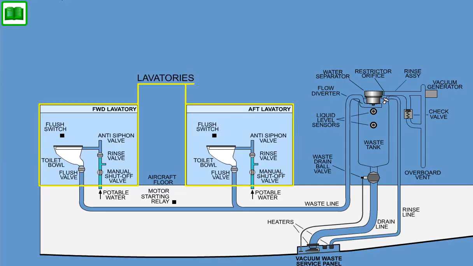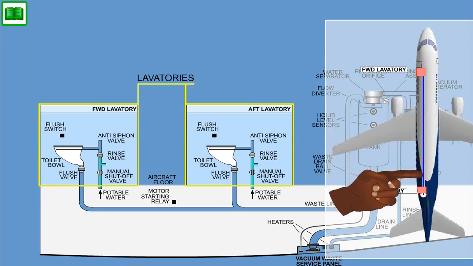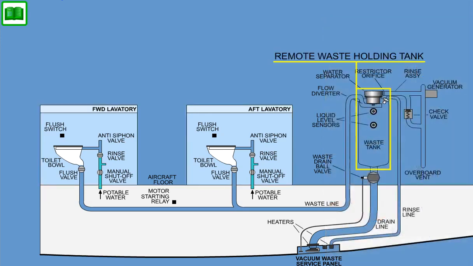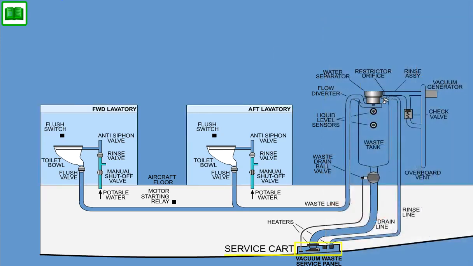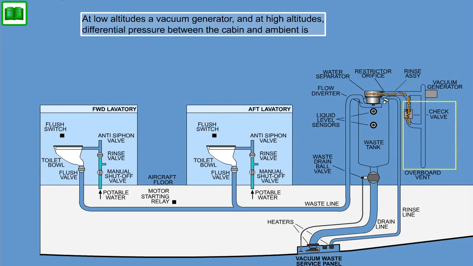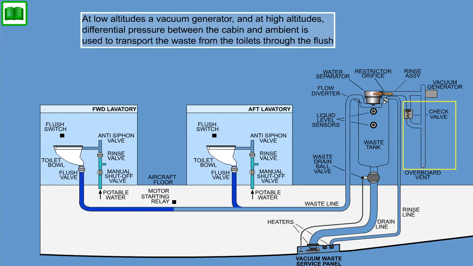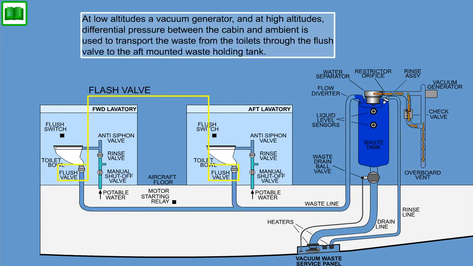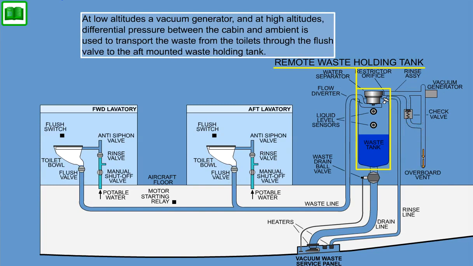Waste from the lavatories is carried by a vacuum system to a remote waste holding tank and is later drained into a servicing cart. At low altitudes, a vacuum generator, and at high altitudes, differential pressure between the cabin and ambient is used to transport the waste from the toilets through the flush valve to the aft-mounted waste holding tank.